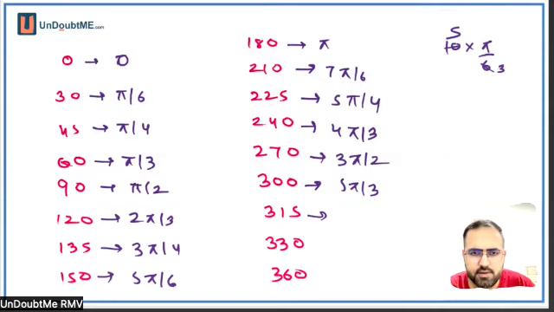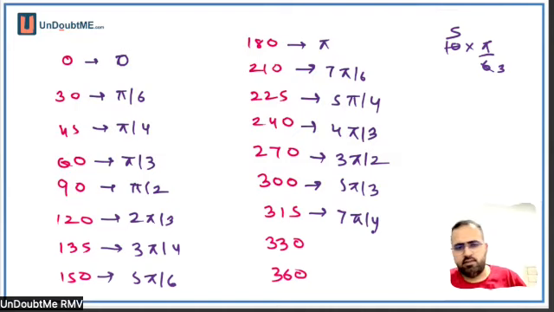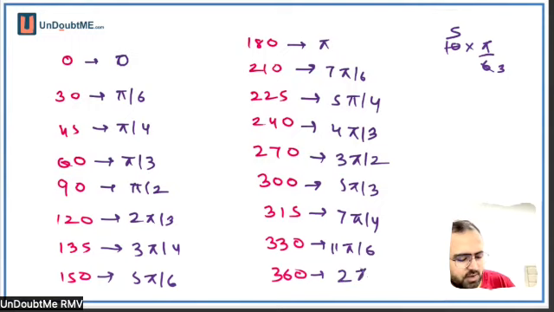315. Would it be a multiple of 45? How many times? 7 times. So 7 pi over 4. Yes, it will be 7 pi by 4. Then 330. Would it be a multiple of 30? Yeah, it's 30, and it is 11 times. So 11 pi over 6. And 360 is 2 pi.